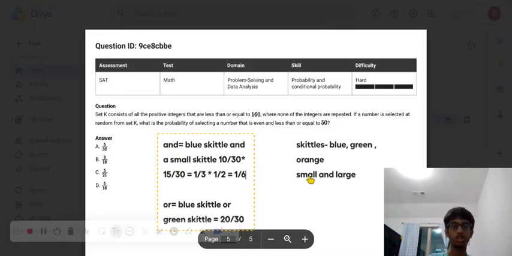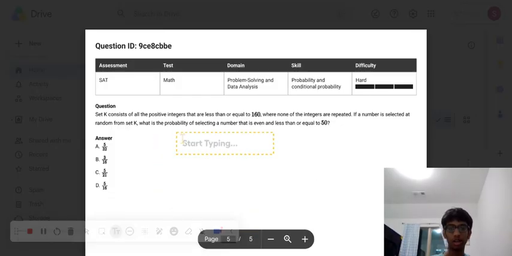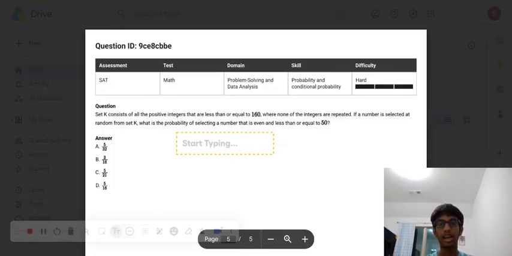And of course, this is assuming that the small Skittles and large Skittles are evenly distributed across the colors. That's what we're assuming in this situation right here. But when you have and, it has to have both possibilities, is what I'm trying to say here. So what that means is, with and, it has to be less than or equal to 50, and it has to be even. So again, you have 50 integers that are less than or equal to 50, right?